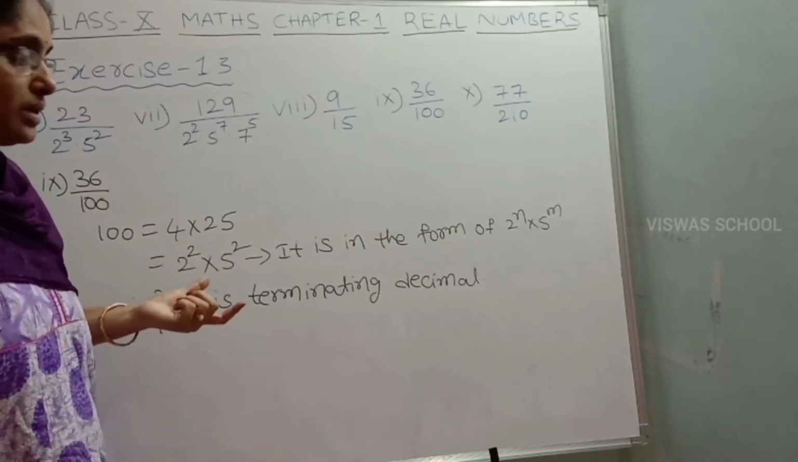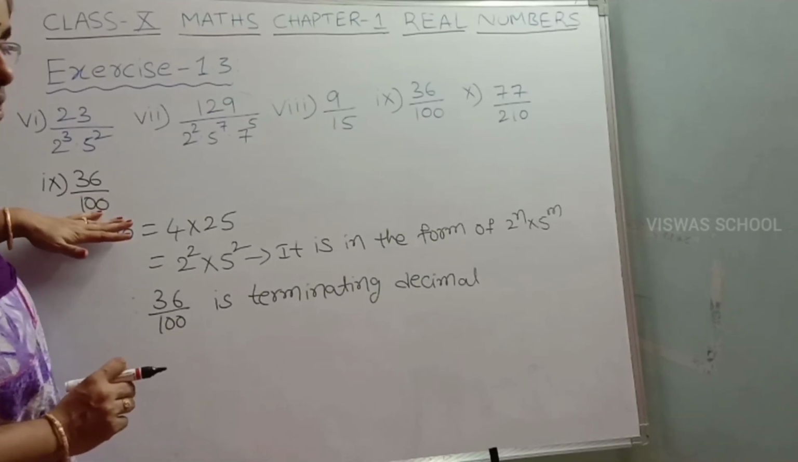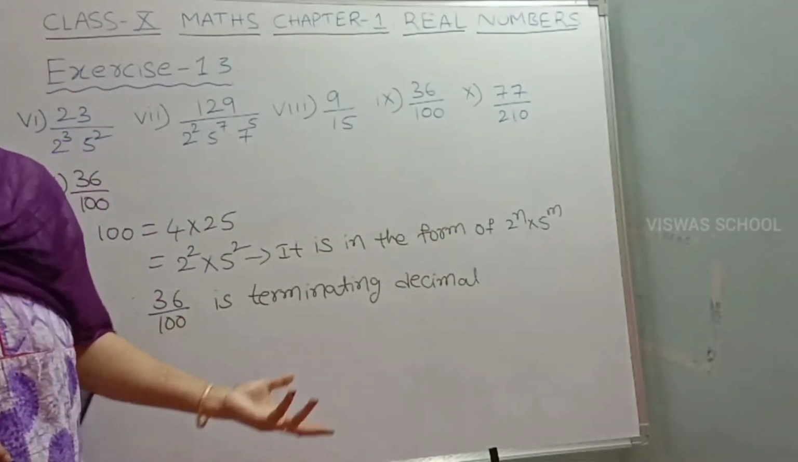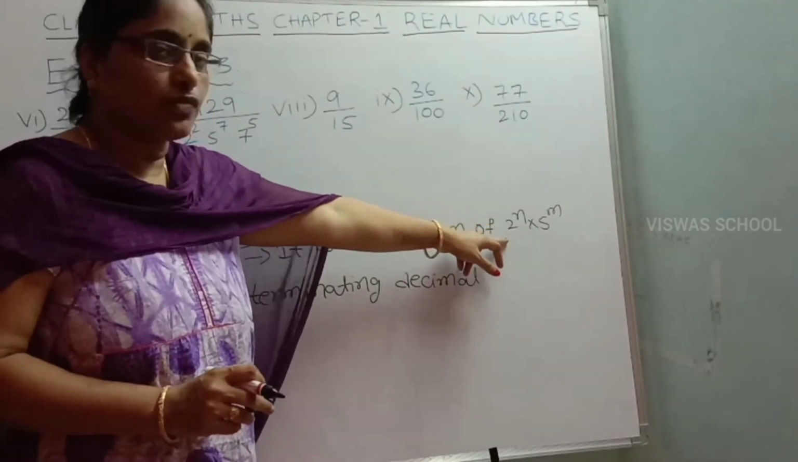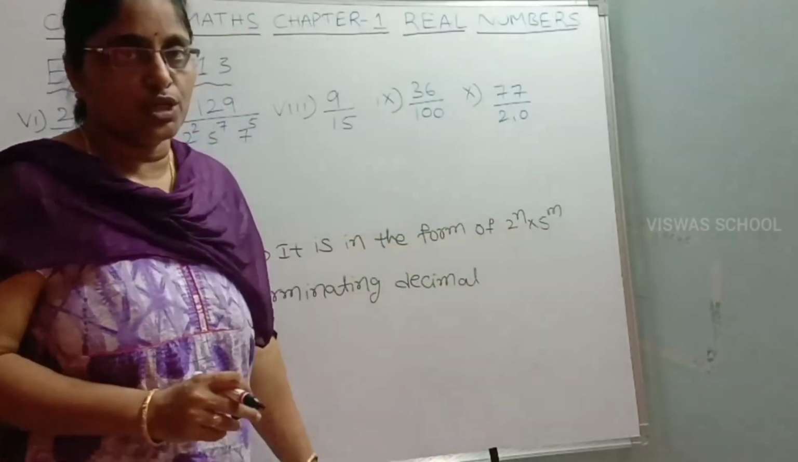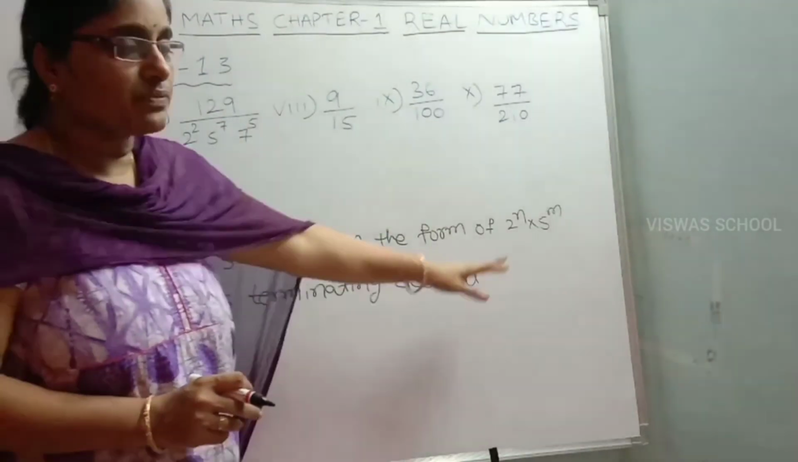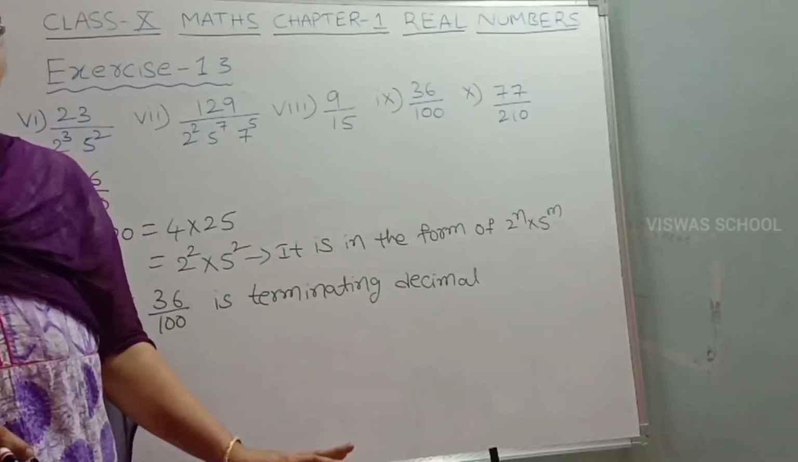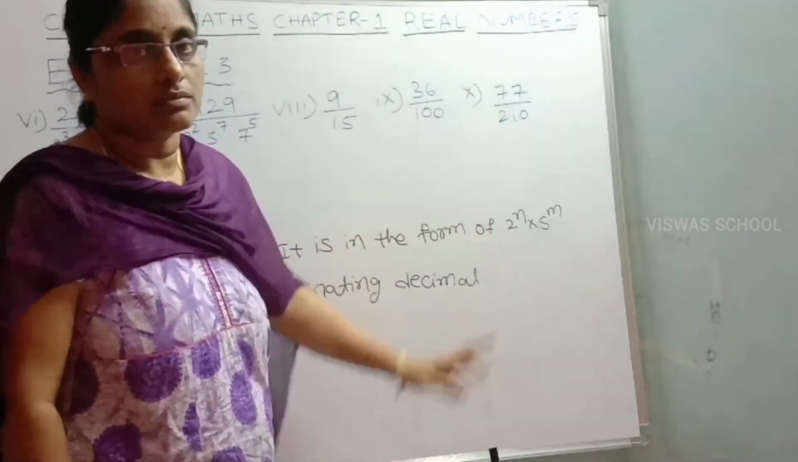That is, in this method, without performing the division, if you convert the denominator into the form of 2 power n into 5 power m, then we can easily find out which one is terminating and which one is non-terminating. If the denominator is converted into the form of 2 power n into 5 power m, then we say it is terminating decimal. If it is not converted into 2 power n into 5 power m, then we say it is non-terminating repeating decimal. Do this 77 by 210 as homework.